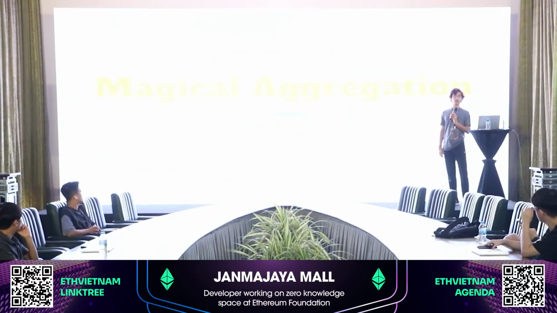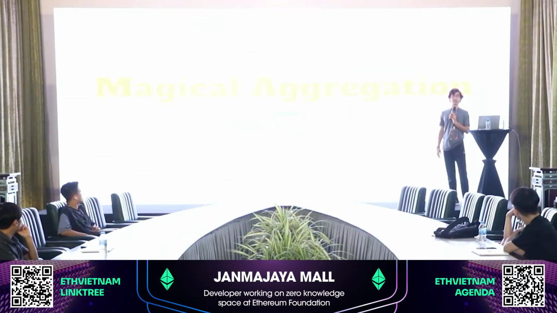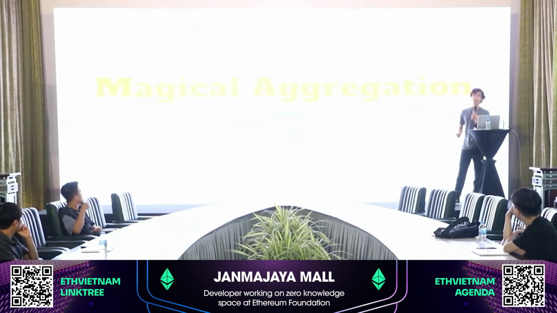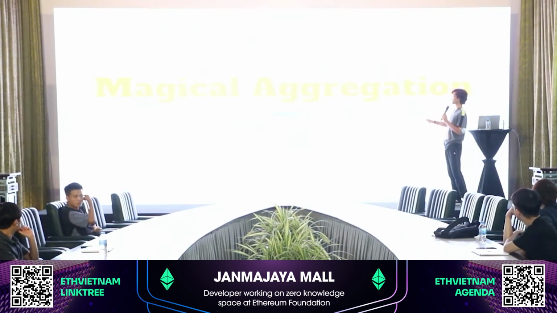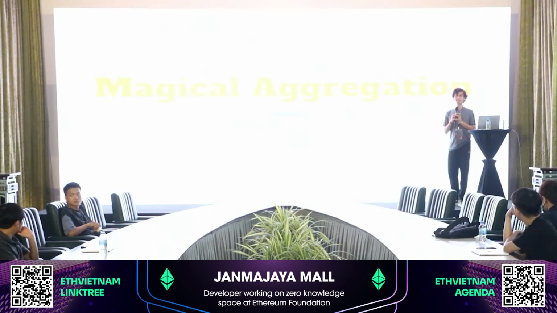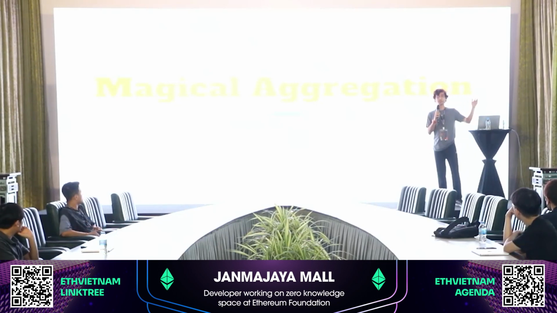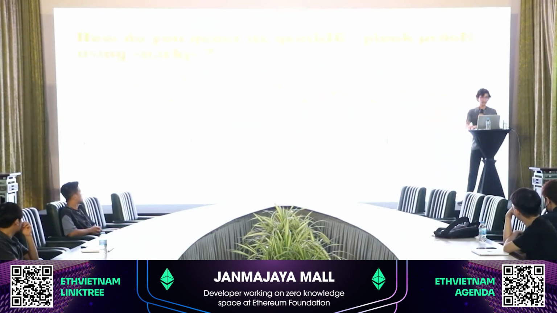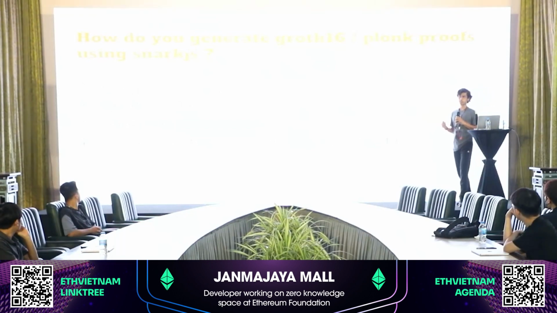Hello everyone, I'm Janmajaya. I work at the Privacy and Scaling Exploration group at the Ethereum Foundation. And today I'll be talking about magical aggregation. That is, how do you take a bunch of proofs and aggregate them into a single proof and submit it on chain. So, right now, how do you generate a Groth16 or a Plonk proof using SnarkJS?